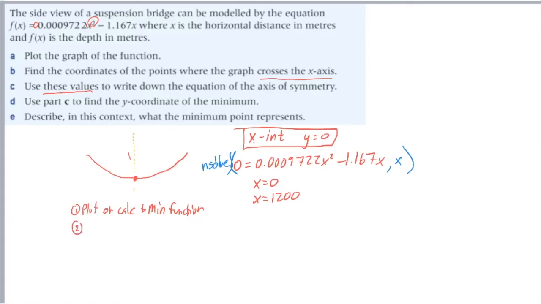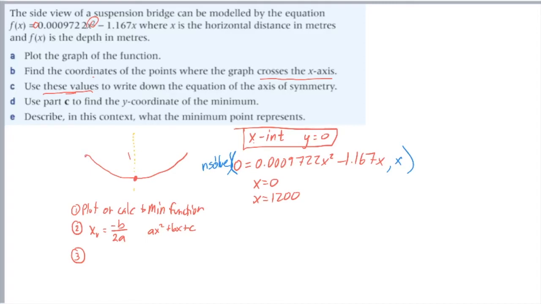You learned back in Algebra 1 that you could do the x value of the vertex equals negative b over 2a, which comes from the ax squared plus bx plus c form of the equation. So you could use that. But this is actually asking us to do something different. It's asking us to use the values from b, which is the 2 points where it crosses the x-axis.